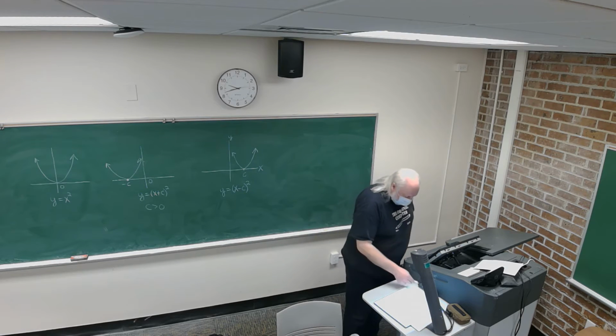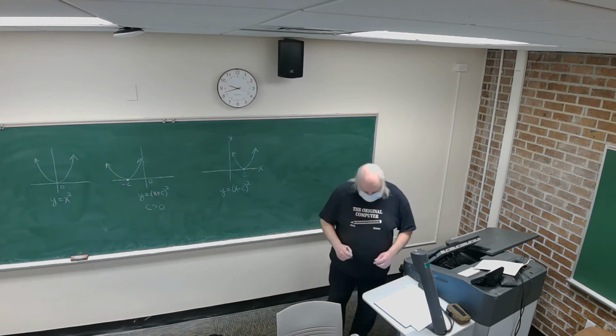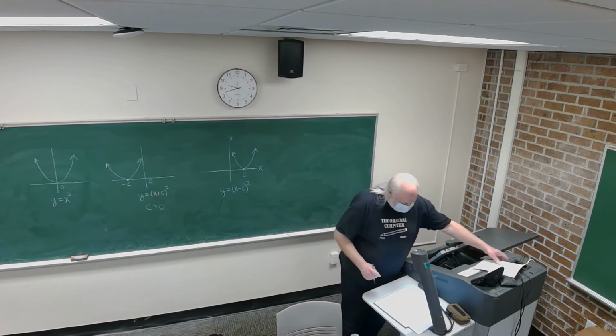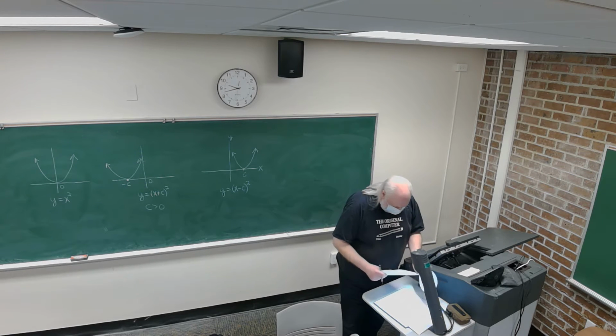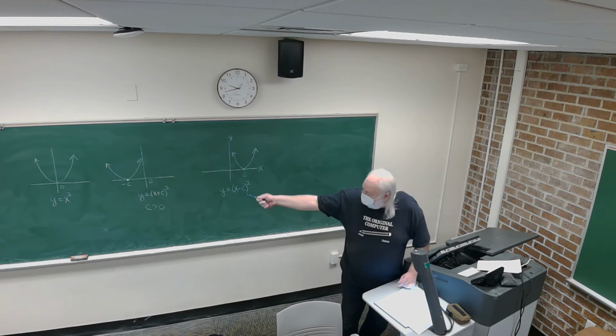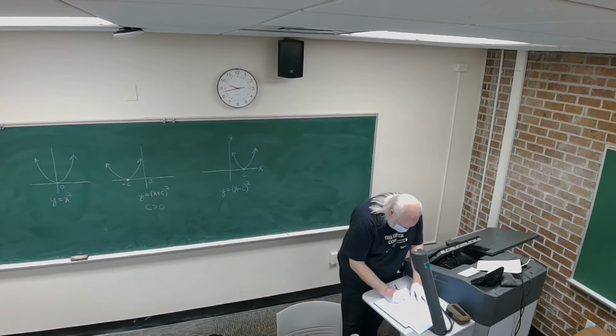So in example 2, we're going to sketch the graph of a quadratic equation. The basic graph that we start with in this is this guy over here, y equals x squared. The basic equation we're starting with is y equals x squared.